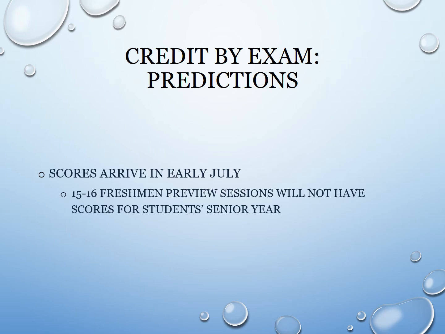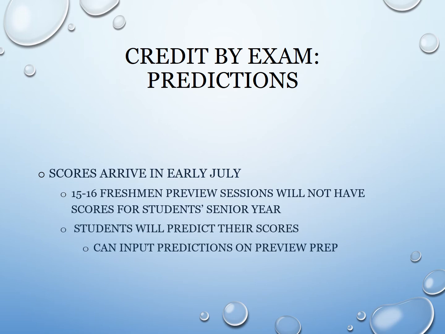Now, as you probably already thought about or maybe experienced when you were at preview, scores for the credit by exam, so the accelerated mechanisms, AP, IB, ACE, those are going to arrive usually in early July. That means that we've got about 15 to 16 freshman preview sessions where we are not going to have scores for the students from their senior year. Now, we might have scores from their sophomore or junior year. We may have that information already, or rather we should have that information already because that's already happened. But anything that has to do with their senior year, we're going to have to do a lot of prediction advising, and we're going to talk about what that means and how it applies to the students as we go through the next couple slides.